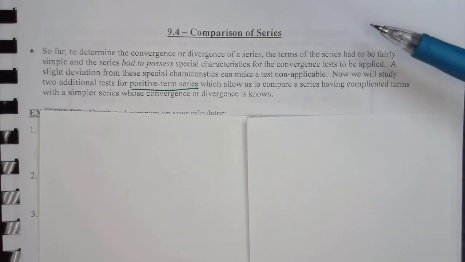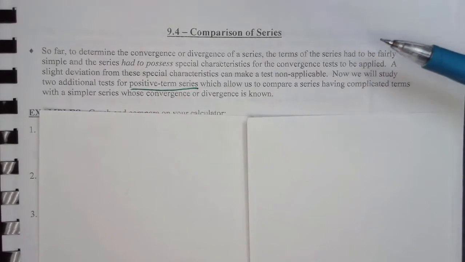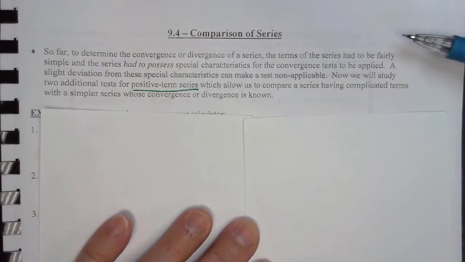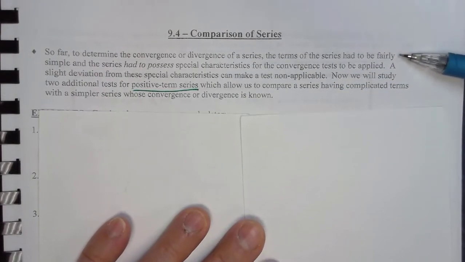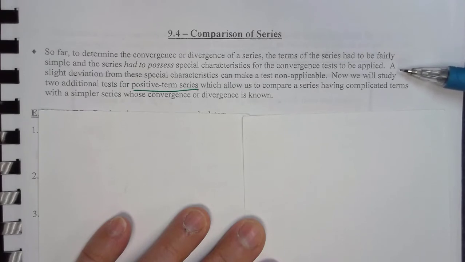Section 9.4, Comparison of Series. So far, to determine the convergence or divergence of a series, the terms of the series had to be fairly simple, and the series had to possess special characteristics for the convergence test to be applied. A slight deviation from these special characteristics can make a test non-applicable.